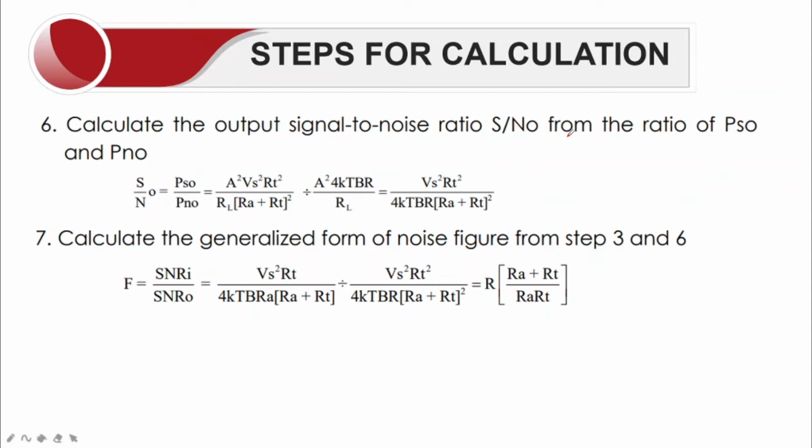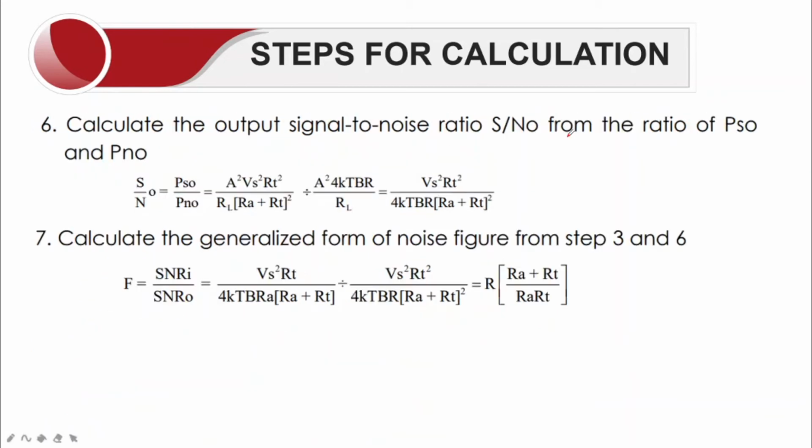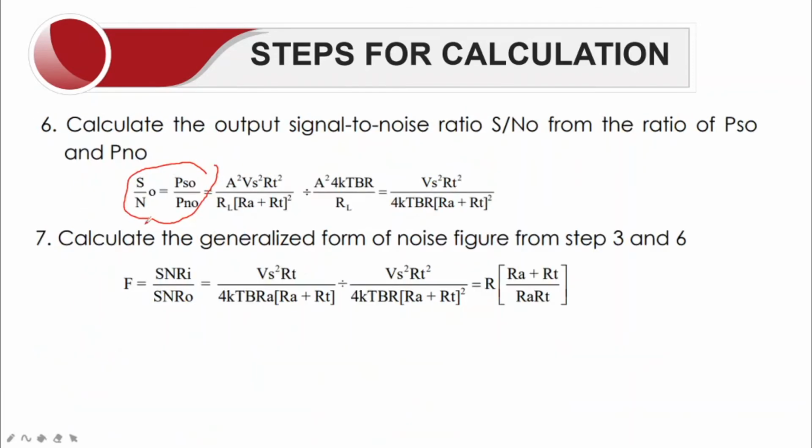PNO. So, ngayon, meron ka ng PSO at meron ka ng PNO from steps 4 to 5. Dahil meron ka na nun, we can move to the 6th step, which is the SNRO. Yan, ang pwede mong gamitin yung formula dito is ito. Bakit? Kasi na-solve mo na yung PSO at PNO mula dito. Tama ba? So, kung meron ka ng steps 4 and 5, madali na lang ito i-solve. Divide na lang, PSO over PNO.